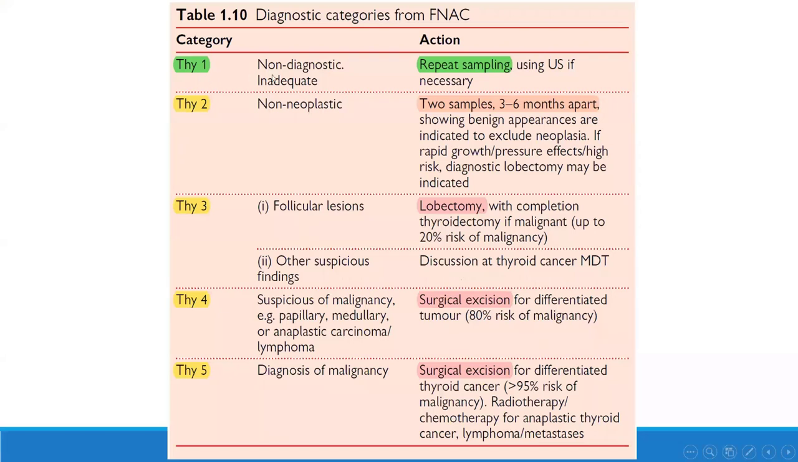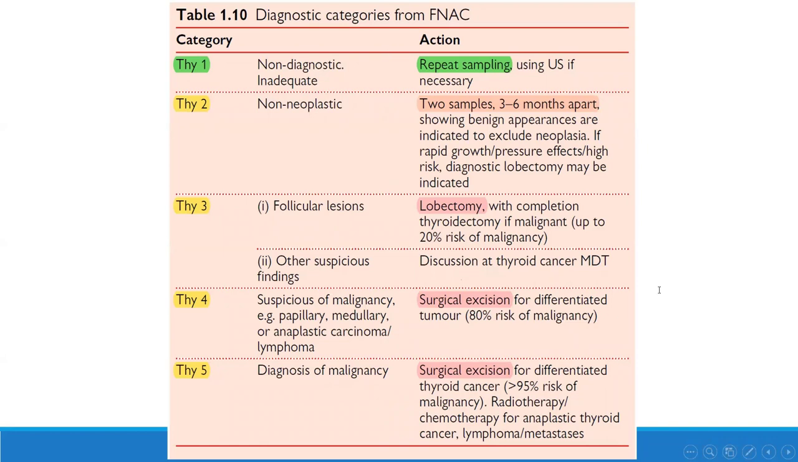So, Psi 1, this is a non-diagnostic or inadequate sample, and in this situation, we must repeat the sample. Psi 2, non-neoplastic. In this case, we need to do another sample if there is an alarming feature of malignancy or suspicious feature of malignancy. Psi 3, which is a follicular lesion, Psi 3F, in this situation, we should do diagnostic lobectomy.